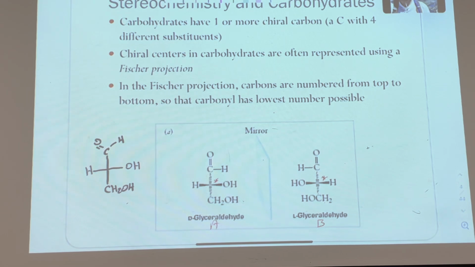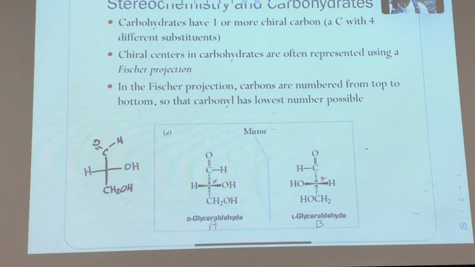When you have a situation like that, I'm going to refer to that from here on as a D sugar. That's why I have this capital D in front. If, on the other hand, that chiral hydroxyl is to the left, as in the mirror image, I'm going to refer to that from here on as an L sugar, which is why this has a capital L out in front. Okay? For whatever reason, back in evolutionary history, nature chose one of these to deal in.